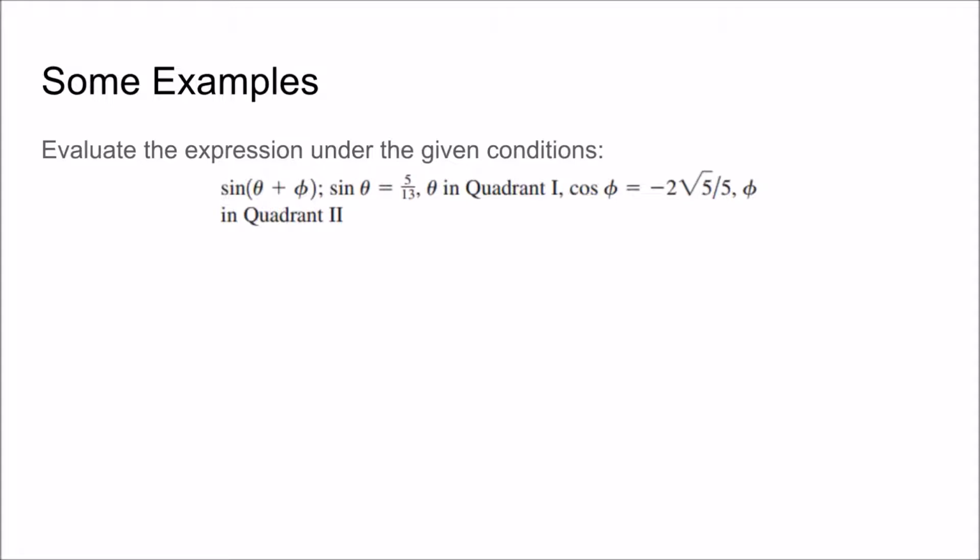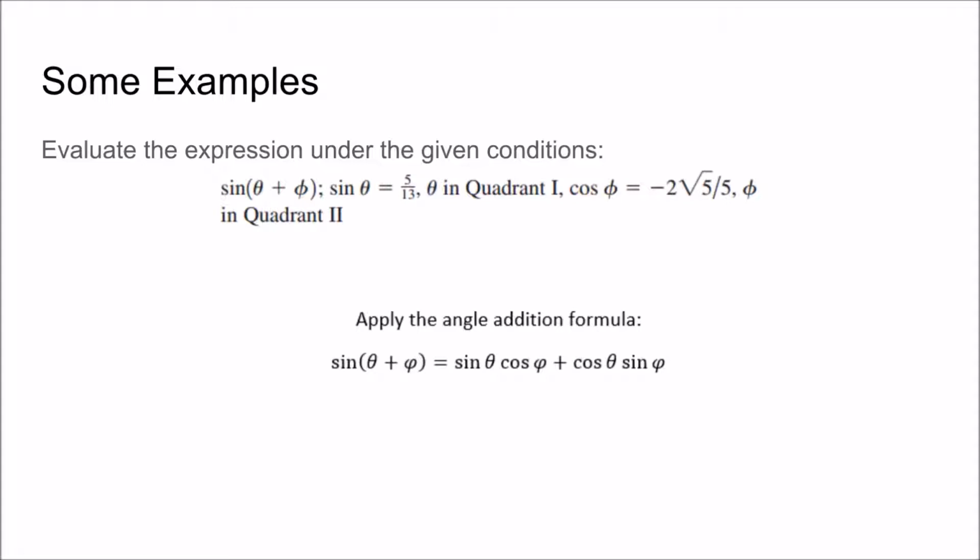So the problem simply states, evaluate the expression under the given conditions. The expression here is sine of theta plus phi, and it gives us some information. So the first thing you always want to do is look at the expression. Is there expansion to be done? And in this case, yes, we need to apply our angle addition formula. So we do just that.